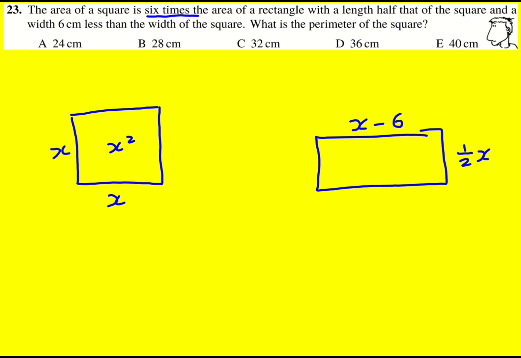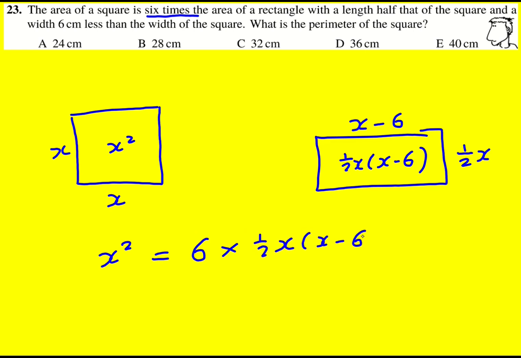Now I could rescale this and call this 2x so I avoid a fraction, but I don't think I'm going to do that here. It doesn't look too bad. Okay, and I'm ready to write down an equation. So the area of the rectangle is going to be a half x times x minus 6. Right, so the area of the square is 6 times, so x squared is 6 times a half x, x minus 6. And actually, the fraction's all sorted now because I can do 6 times a half to give me 3.